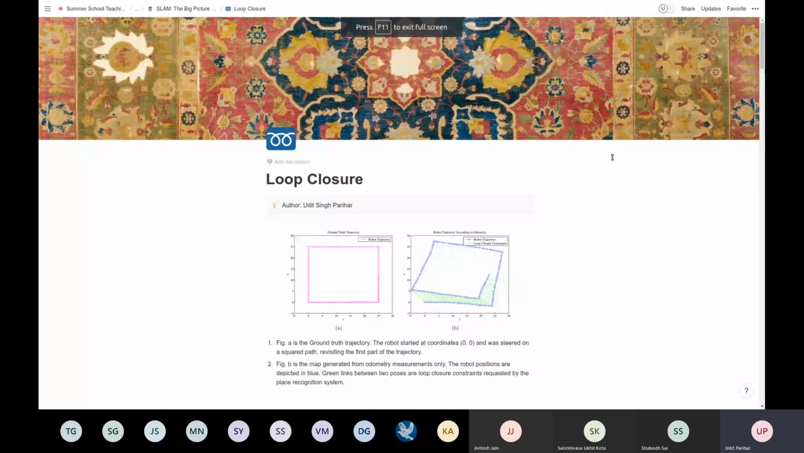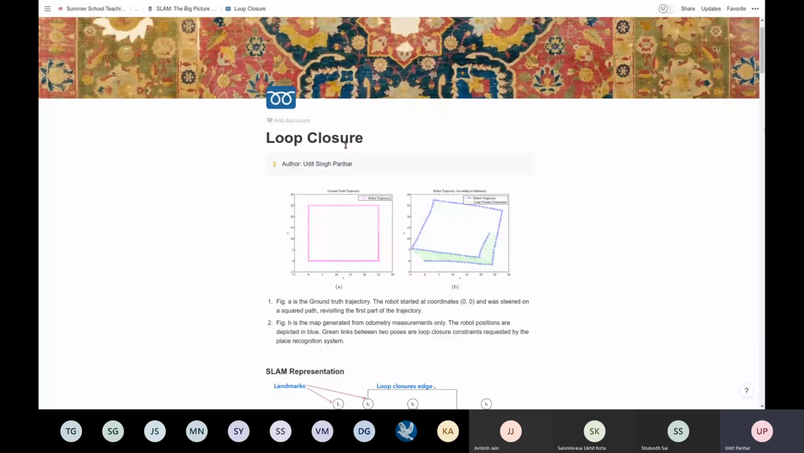Okay, so now we will cover the loop closure part in SLAM. Tomorrow we will see the complete picture of what SLAM is, but right now we are going to cover the first part of the front end of SLAM, which is loop closure. Here I'm going to discuss the bag of visual words approach. First, what is loop closure? I will start with an example. On the left side, you can see a ground truth trajectory. A robot starts from 0,0, goes through a circle, goes through a square, and returns to its original position.